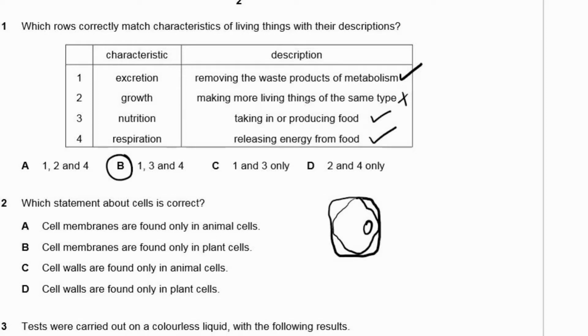Cell membranes are only found in animal cells. No, because cell membranes are also in plant cells. Cell membranes are only found in plant cells. Well, no, because we need cell membranes. That's what holds all the goo inside our cells. Cell walls are only found in animal cells. Absolutely not. We do not have any cell walls, because cell walls are needed to be able to hold up plants with just basically water. They don't have a skeleton. We have a skeleton. Cell walls are found only in plants? Yes. So the answer here is D.